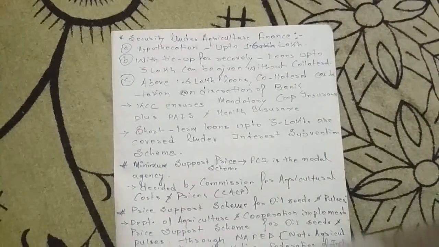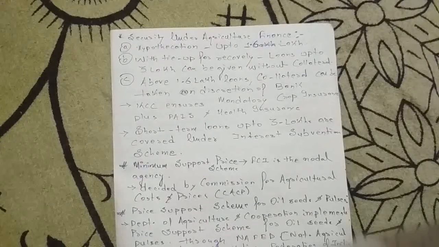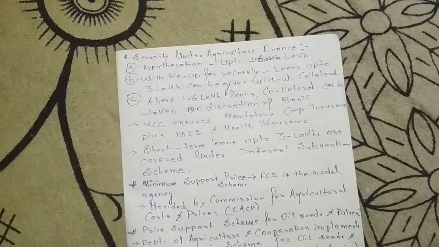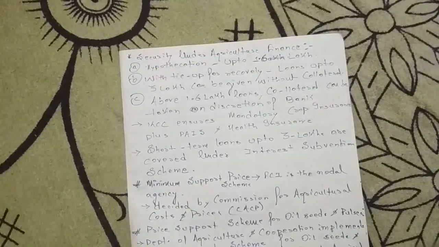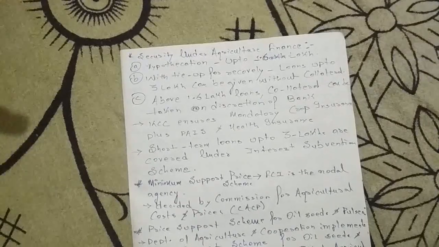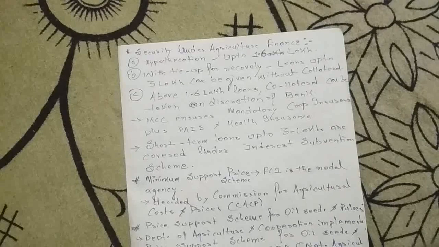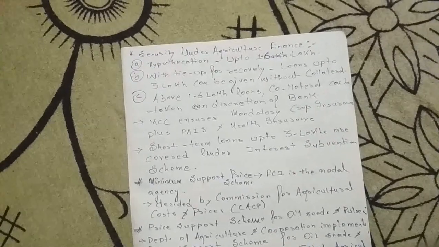Now the KCC ensures mandatory crop insurance plus PAIS and health insurance. PAIS, the personal accident insurance scheme, and health insurance. So these come as a package by the government. Just remember that PAIS is the accident insurance given with the KCC, and the health insurance is given as well.